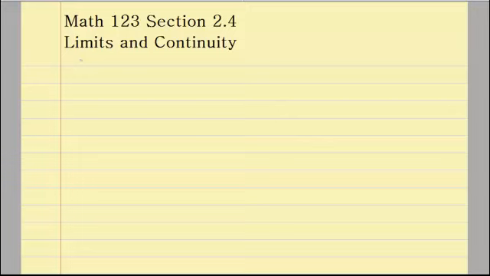In section 2.4, we're going to be looking at limits and continuity and the relationship between them. The first thing we need to do is look at continuity. We've already had a good look at limits already, so when we talk about continuity and relate them to limits, we first need to have a good definition of continuity. So continuity basically means we have a graph that has no breaks or interruptions.